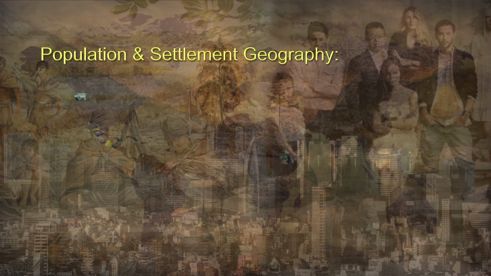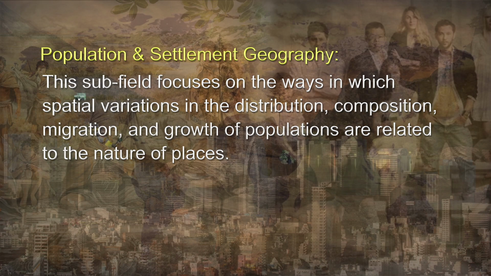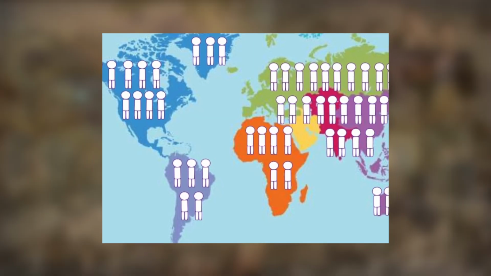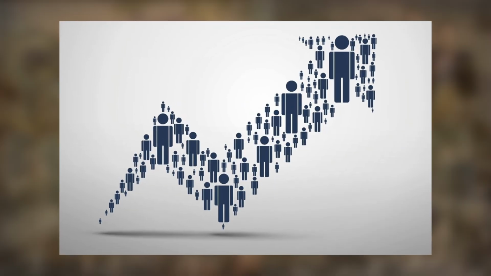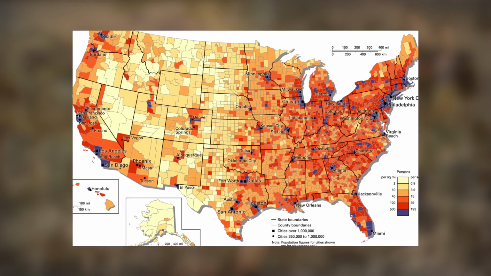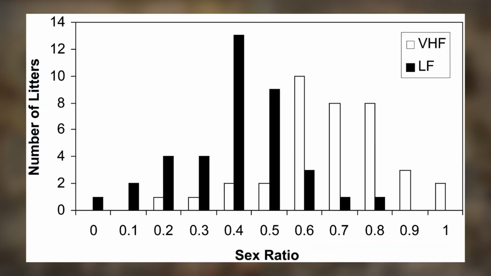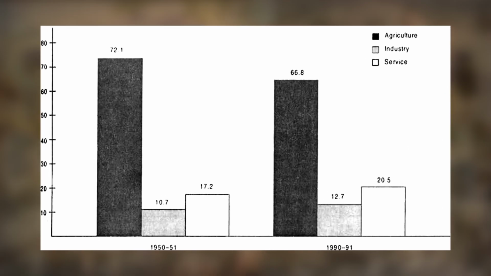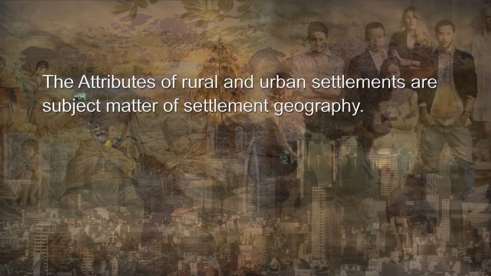Coming to population and settlement geography, this subfield focuses on the ways in which spatial variations in the distribution, composition, migration and growth of populations are related to the nature of places. The core issues in the study of population dynamics are growth of population, density and distribution of population, sex ratio, human migration, occupational structures, etc. The attributes of rural and urban settlements are the subject matter of settlement geography.